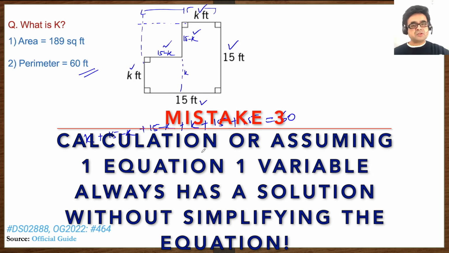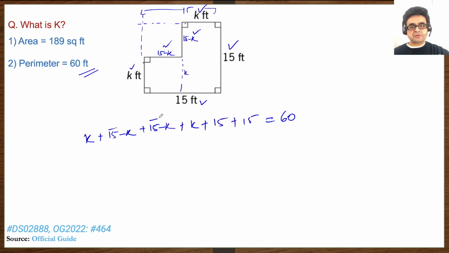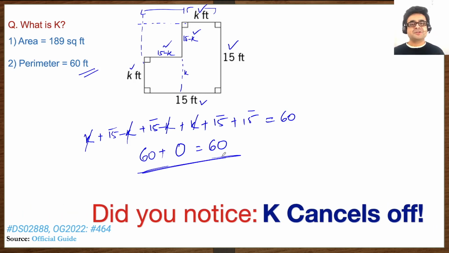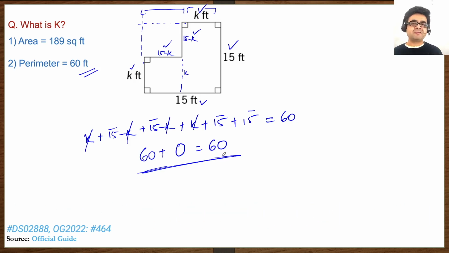All right. So based on this, I know that 15 plus 15 plus 15 plus 15 is 60, plus k minus k cancels off, k minus k cancels off, and I have only 0. So what I really get here is 60 equals 60, but no real value of k. Since I don't have k in the equation at all, there is no way I can find k.